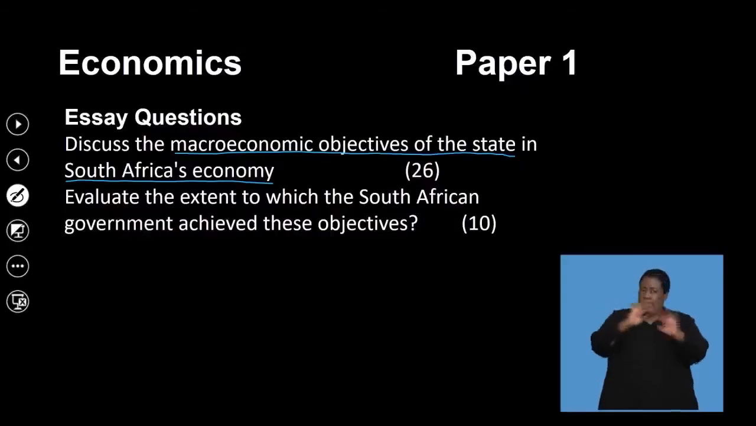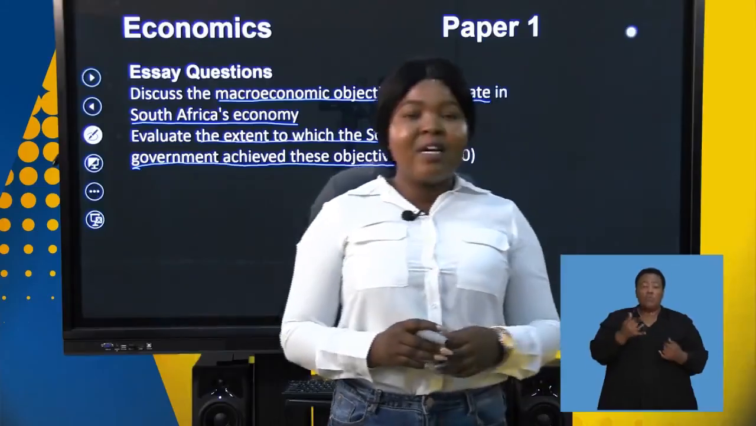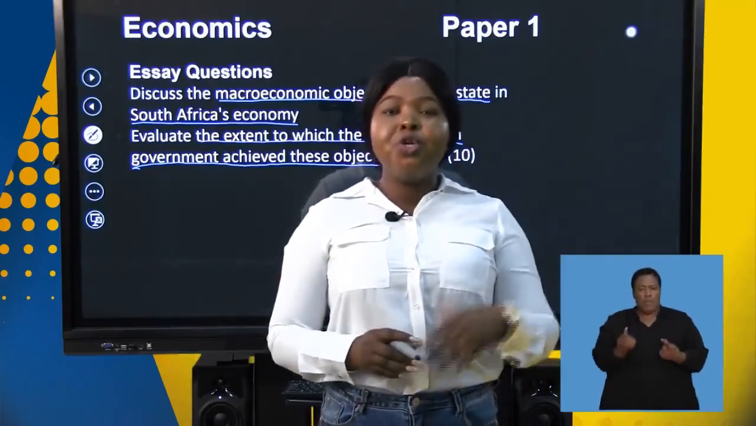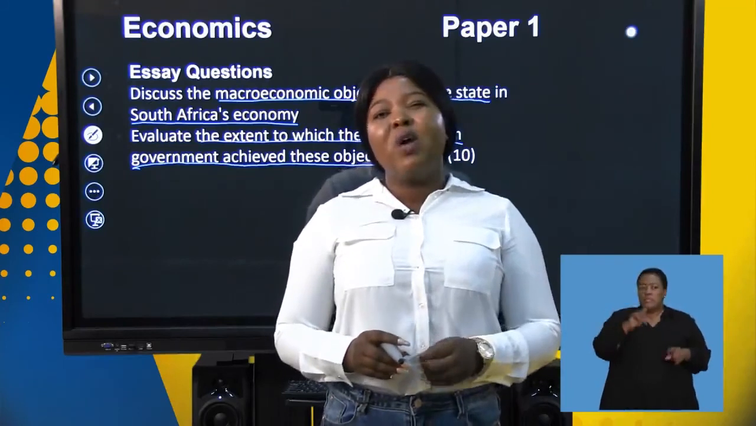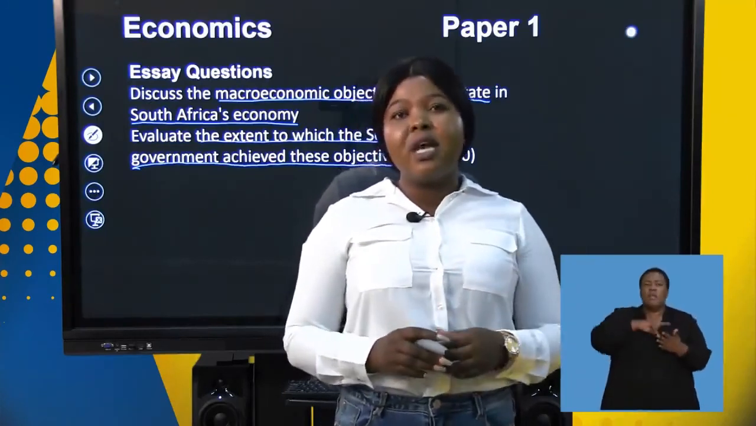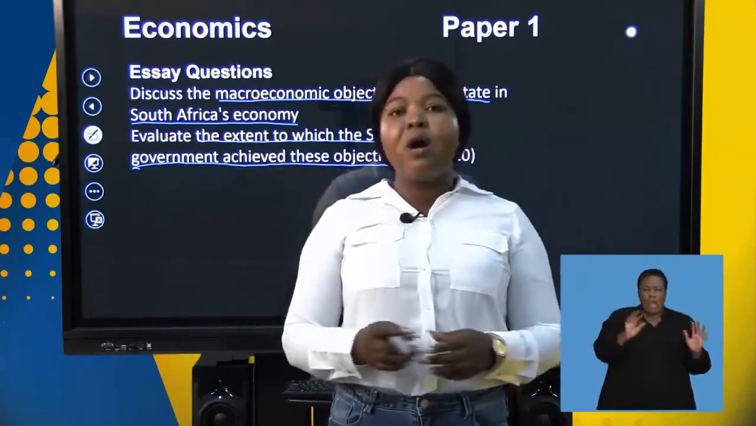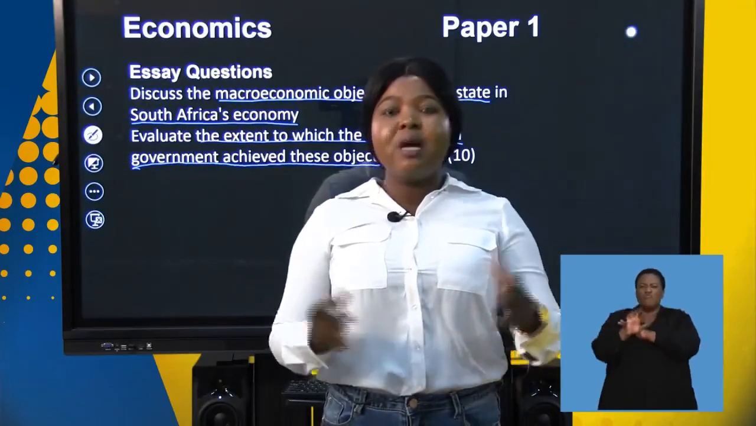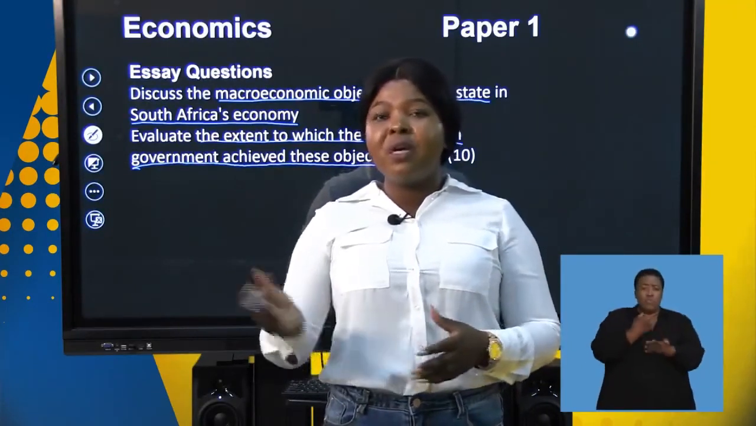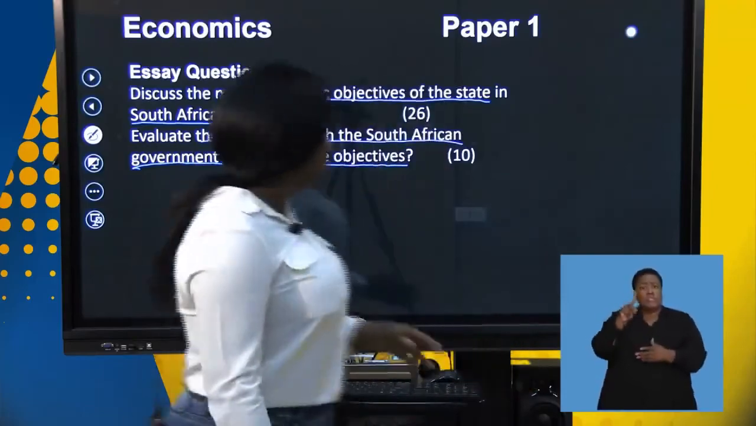And then typically for the additional part, you will find evaluate the extent to which the South African government achieved these objectives. Now you look at them one by one. Again, it's a current affairs kind of question, so you need to be able to link. What is our employment statistics sitting at? What is happening to our inflation rate? What is happening to our economic growth in terms of our real GDP, etc., etc.